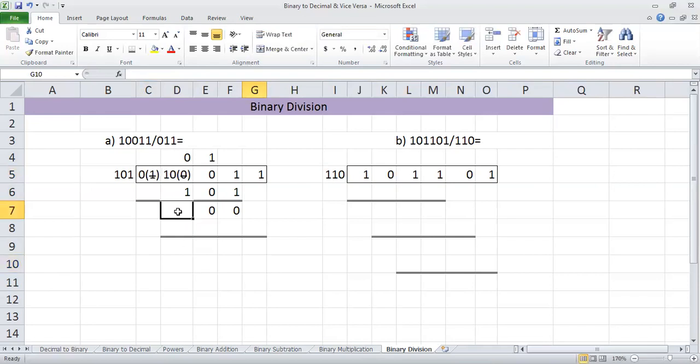Okay, now 10 minus 1 is 1 and this is already 0. Now again we have 100 here and 101 here, which is not possible. So we will bring down the next number, 1. Now again it will go with 1, 1, 0, 1. Now do the subtraction. 1 minus 1 is 0. 0 minus 0 is 0. 0 minus 1 is not possible. So it will take a borrow from the next number. This number will become 0 and this number will become 10. So I'm just going to copy this.